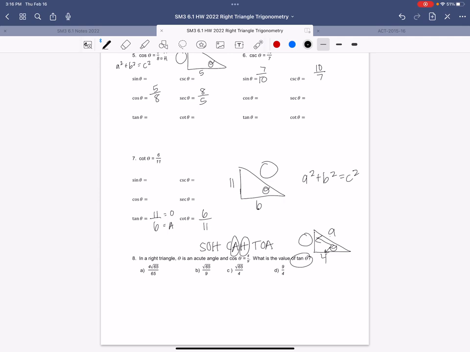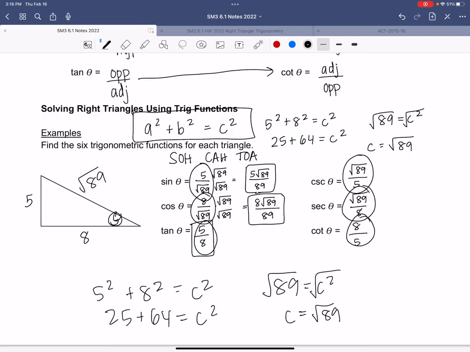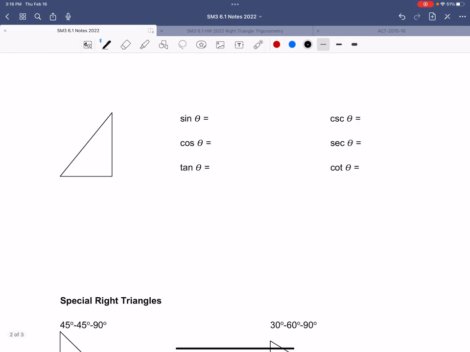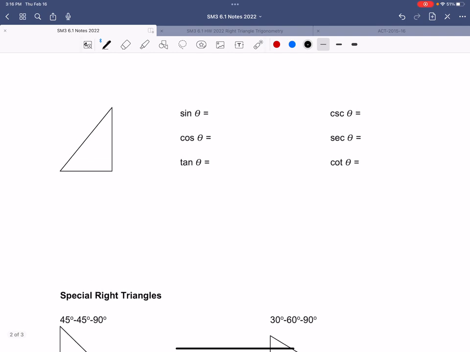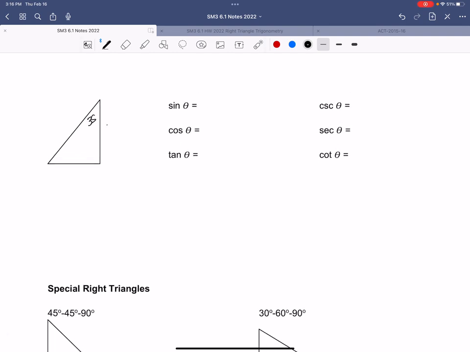Okay, so let's go back to the notes. We already went through this. This was if the angle was 35, 10, A, B, and C. I'm just going to write in what we ended up getting. We'll go over that again more on Tuesday, but I want to focus on what's below this for today.